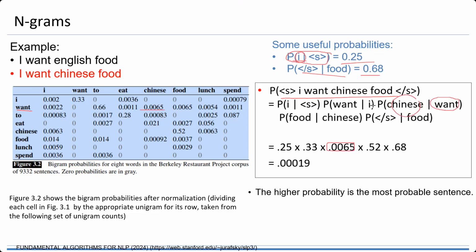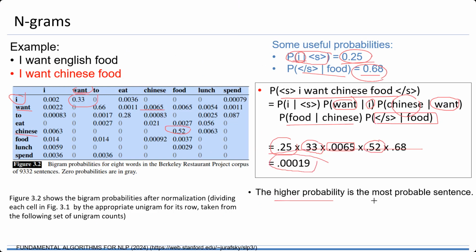So it is 0.065. The word I follows with want. So it is 0.32. This is the position of I at the beginning of the sentence. Food Chinese. So what is the probability that Chinese is followed by food? Oh, it is 0.52. What is the probability that food is located at the end of the sentence? We have the information 0.68. Then we can calculate, and this is the probability.